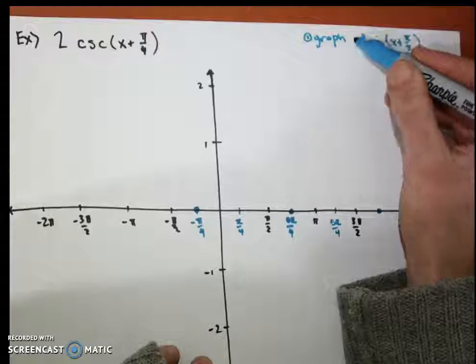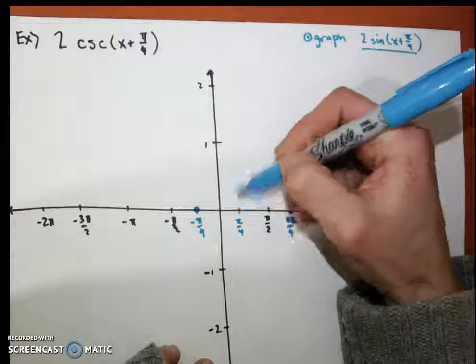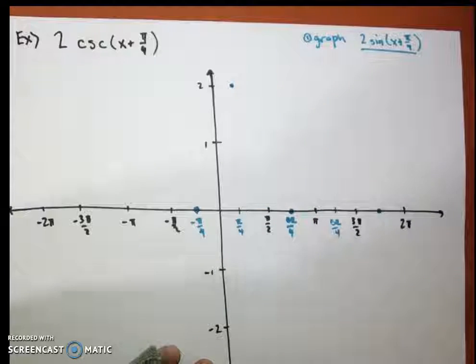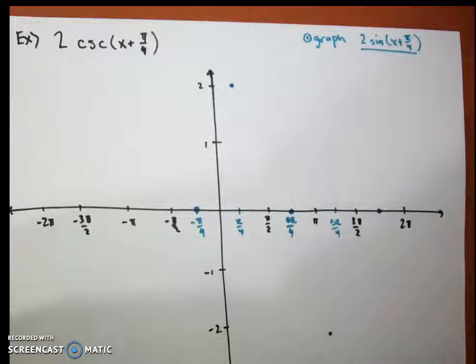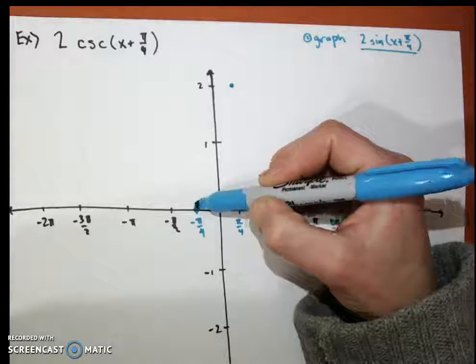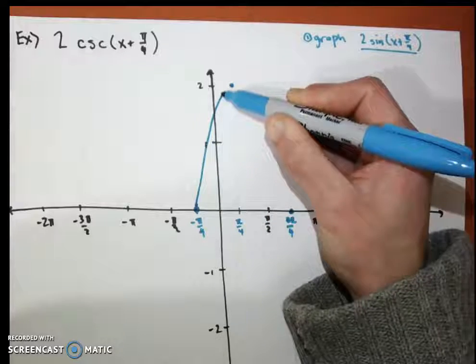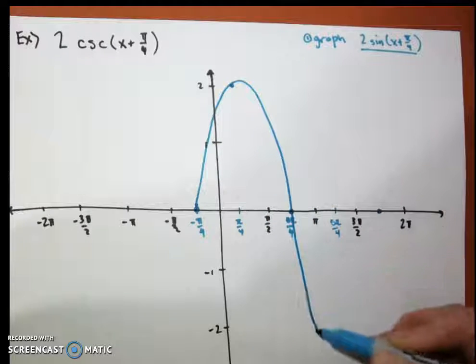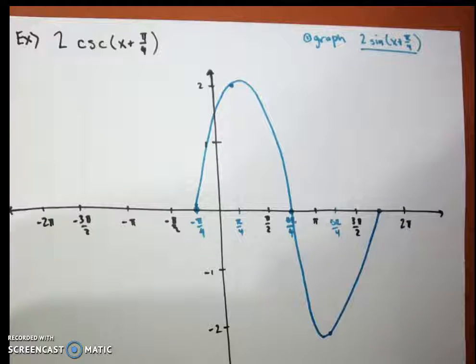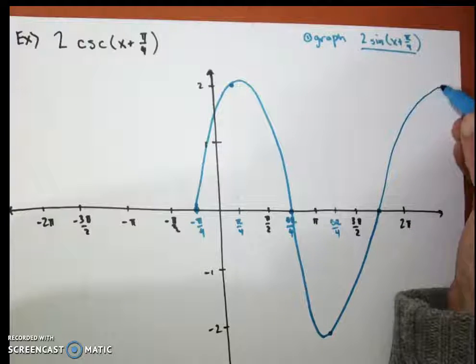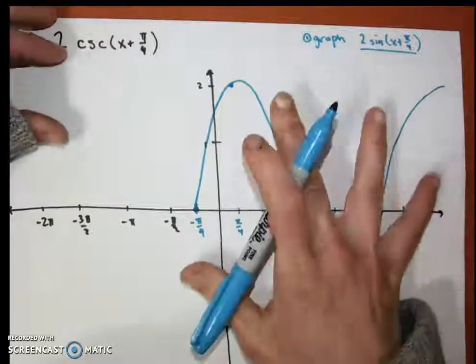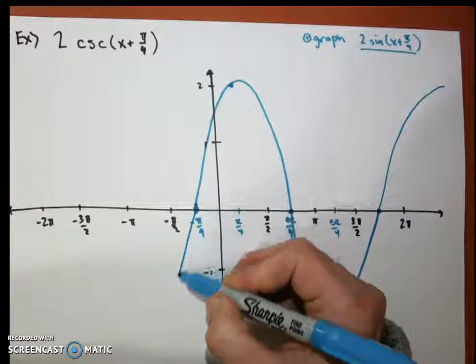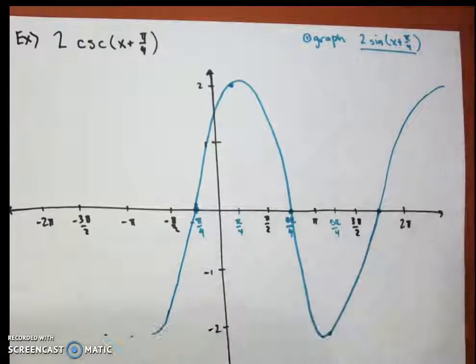And now since I've multiplied by 2, my max is going to be at 2 rather than at 1. My min is going to be at negative 2 rather than at negative 1. So my graph is going to look something like this, and it will continue similarly. So let's just focus on this portion. We know the graph keeps on going, but we can get enough of the picture just from this piece.